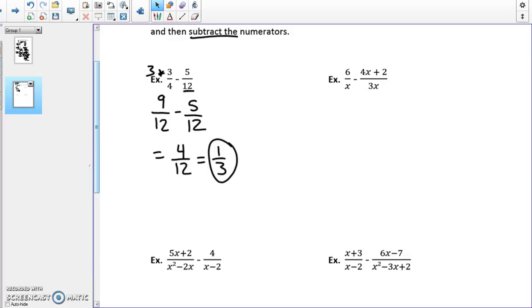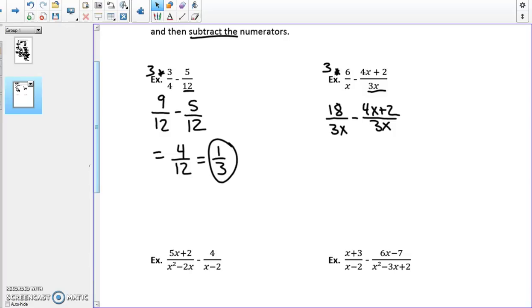Same idea though, guys, for the second one here. Now we're dealing with rational expressions. So 6 over x minus (4x plus 2) over 3x. What's the common denominator we want? That would be 3x. So that means I'm going to need to adjust the left side here, and I'm going to have to multiply it by 3. If I multiply the left side here by 3, that gives me 18 on top, and it gives me that 3x on bottom that I was trying to get to. Now the right side stays the same, right? 4x plus 2 on top, and 3x on bottom.